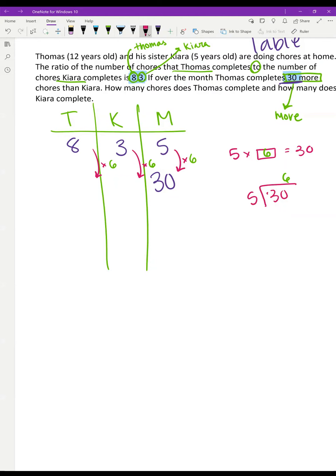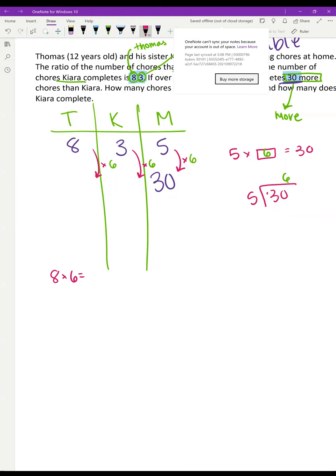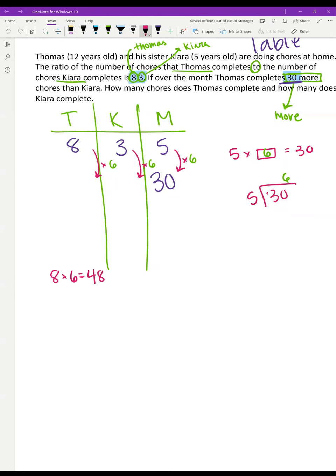So I can take this over to the side. I got 8 times 6 equals 48. And then 3 times 6 will give us 18. So if I put that in my table, I got 48 right here and 18 right here.